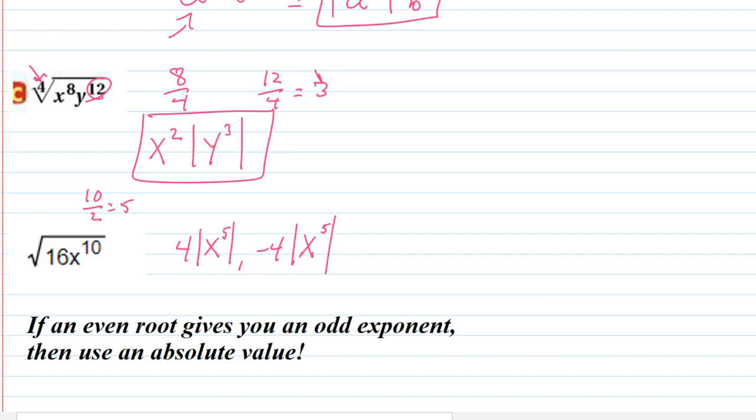Now this one, because we have a plus and minus, we probably don't need to put the absolute value signs on, but for completion's sake, I'll go ahead and put it on there. So this is the key point here. If you have an even root, which gives an odd exponent, then we use the absolute value.